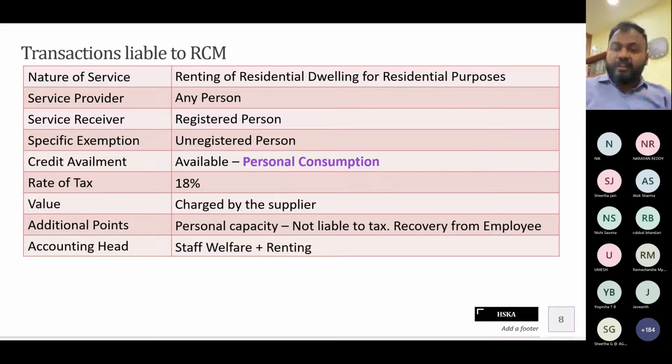Commercial property given for residential, taxable. Residential property given for commercial purposes, taxable. I have to satisfy all the three conditions, only then exemption will be available. Then a lot of issues started coming up when you run a PG, you run a hostel, it is for commercial purposes, it is not for residential purposes. Should we levy tax or not?